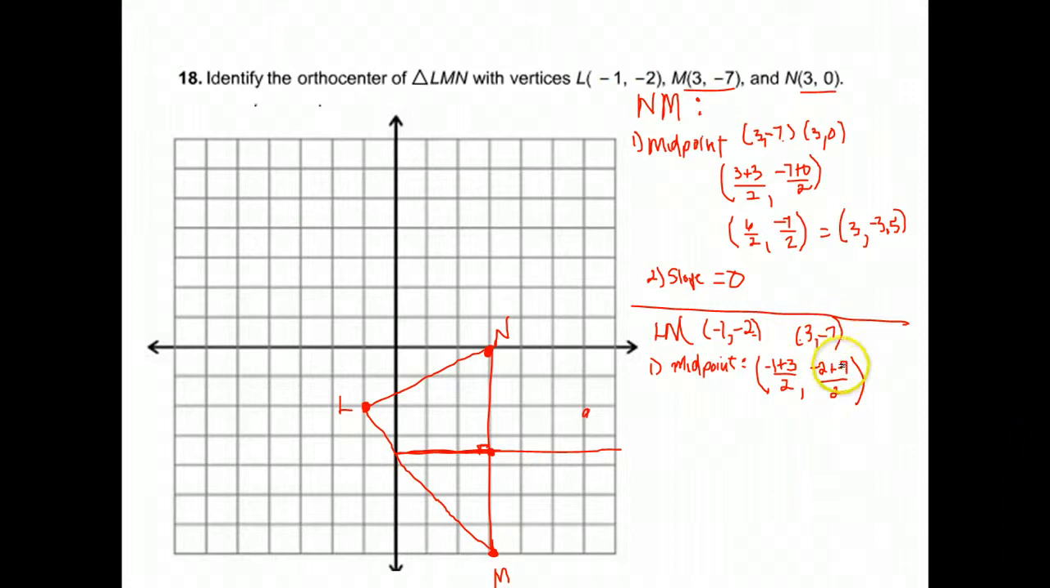Negative 2 plus negative 7 divided by 2. Negative 1 plus 3 is 2. Negative 2 plus negative 7 is negative 9. When I finish that off, 2 divided by 2 is 1. Negative 9 divided by 2 is negative 4.5. Okay, so that would put the middle of LM at 1, negative 4.5.